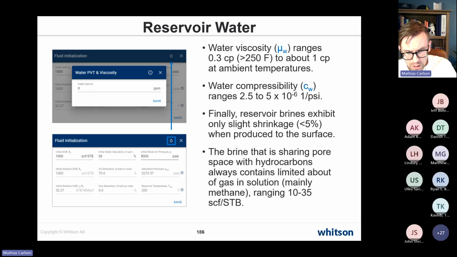It's very important when it comes to reservoir water. You could see that water viscosity typically goes from 0.3 to about 1 centipoise at ambient temperatures, and the compressibility of water is fairly low. Reservoir brines exhibit a very slight shrinkage when produced to the surface. And the brine that is sharing pore space with hydrocarbons will always contain limited amounts of gas in solution.